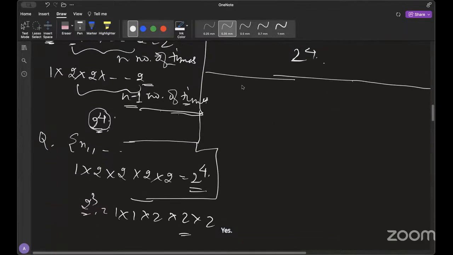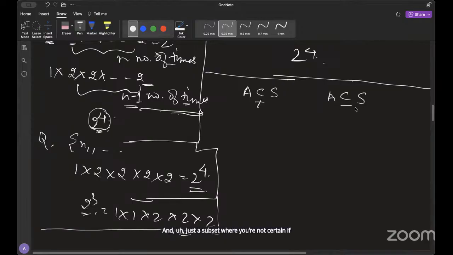Ma'am, before you move on to this next doubt, can you please once again clarify the notations for equal sets, subsets, and proper subsets? Okay, proper subset is this. And just a subset where you're not certain if it's a proper subset or not, it's this. This means it either can be contained in this set or it can be equal to this. This is for the equal thing. And this means that it's 100% not equal to this set and it's properly contained in it. So this is for the proper containment. This is for the containment where you're not sure.